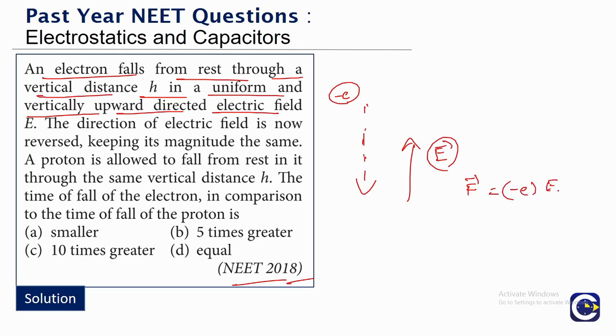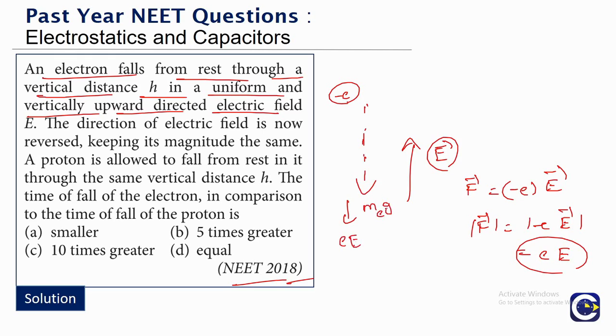We can see the force will be exactly opposite to the direction of the electric field. What is the force magnitude? You take the modulus. It will be equal to small e into capital E. That is the force magnitude. So if the applied electric field is upward, the force acting on the electron because of the applied electric field will be downwards, in the opposite direction. And the electron's weight is already acting downwards: mass of the electron into g. So the total downward force.